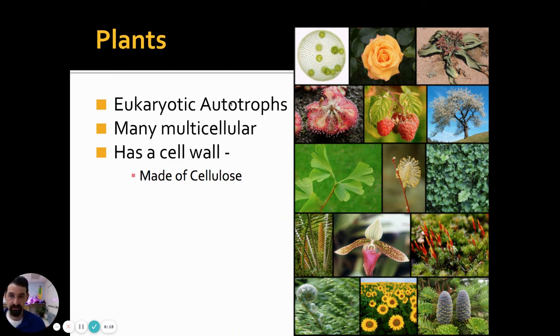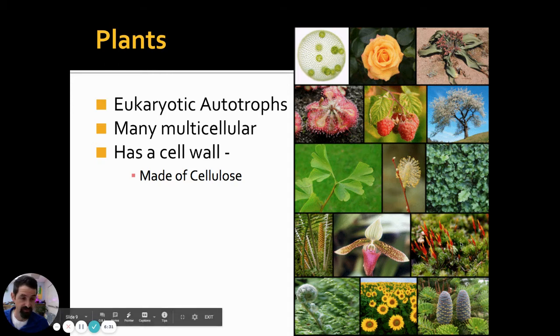They are eukaryotic autotrophs. They make their own food. I have many multicellular, but it should say they're all multicellular. I think I should erase that. And they have a cell wall made of cellulose. So these are all different types of plants, anything from mosses to liverworts to trees.